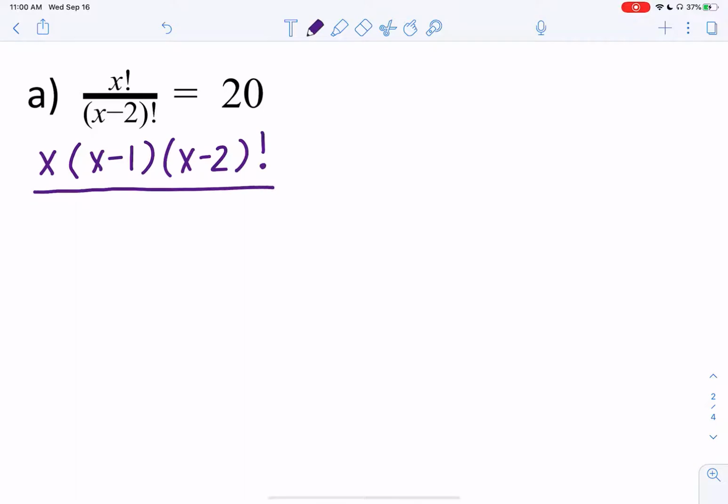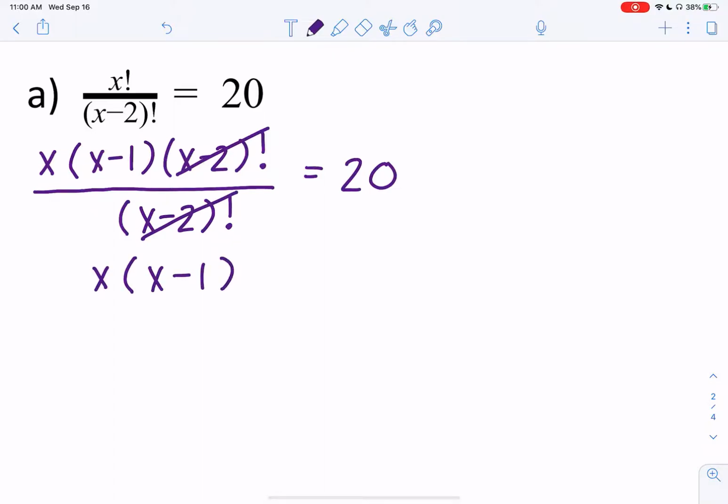And the reason I'm stopping there is because I have an x minus 2 factorial in the denominator, and it would be very convenient if I could cancel that out. When we're solving things with factorials, we will always have to cancel something out because we can't really solve things with a full factorial in there. So let's cancel that out, and we're left with x times x minus 1 equals 20.